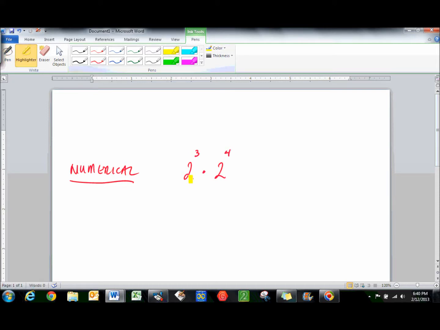And so what we have here is two bases that are exactly the same. That being the case, we can take this problem and consolidate it or simplify it into a problem that has the exact same base. And if we look at our product of powers property, what it tells us is if they do have the same base, we can add the exponents. So we can say 3 plus 4. And so in this case, I'll have 2 to the 7th power.